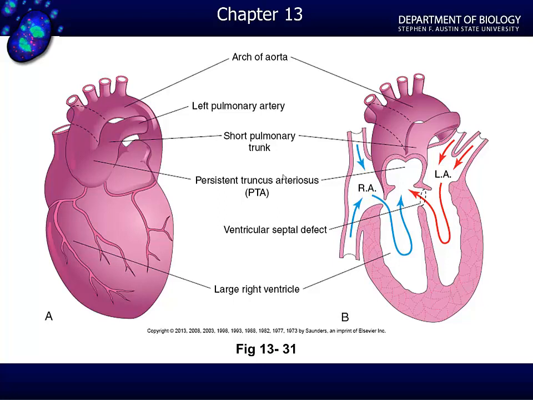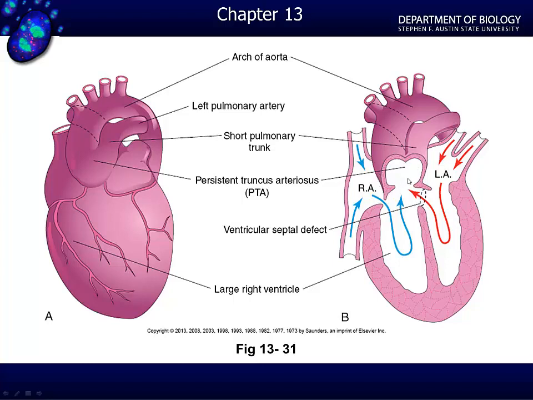So in this illustration, we can see that we've got our two atria, right atrium, left atrium. Here is our outflow with our aorta and our pulmonary trunk. Here we have our ventricular septal defect. Now, they've also included a couple of things in this one that is not like a normal heart. Here we have what is referred to as a persistent truncus arteriosus.